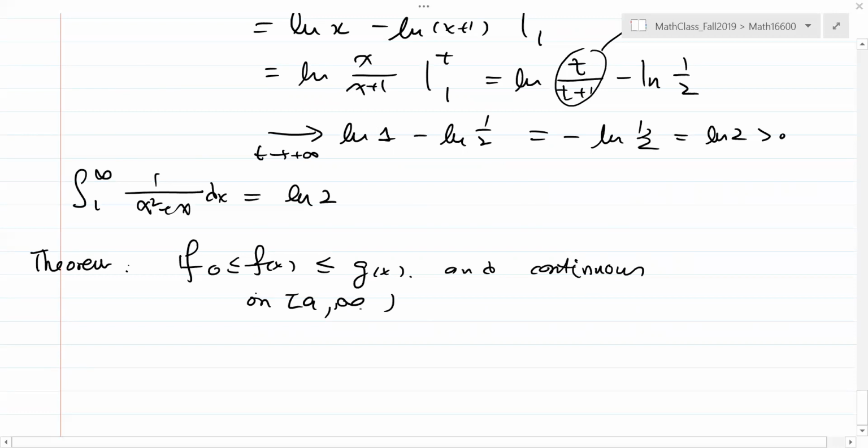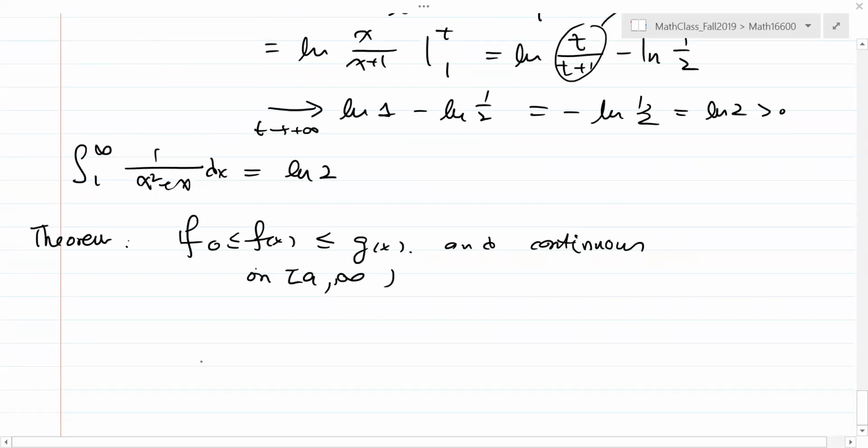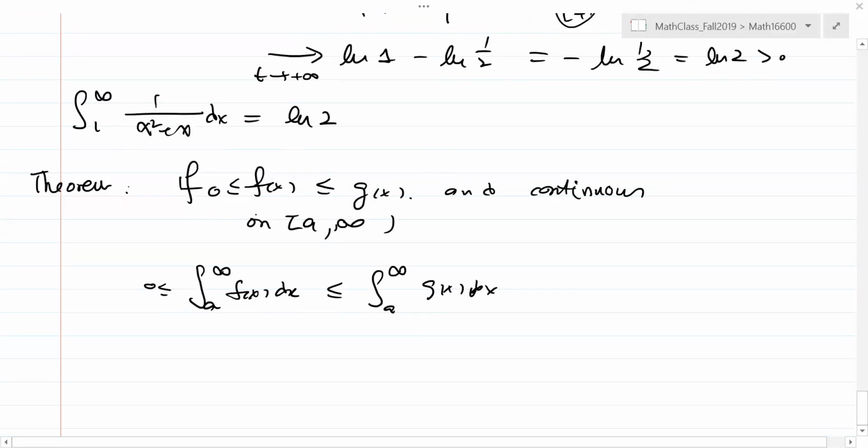If we have this, then this improper integral has only two choices: it's finite or infinite. That means this is going to be the integral from a to infinity of g of x dx, which is always positive. So if the one on the right-hand side is finite, then it forces the other one to be finite.